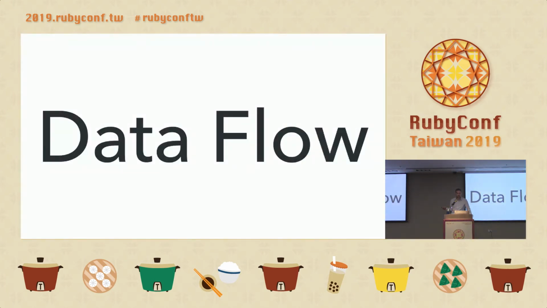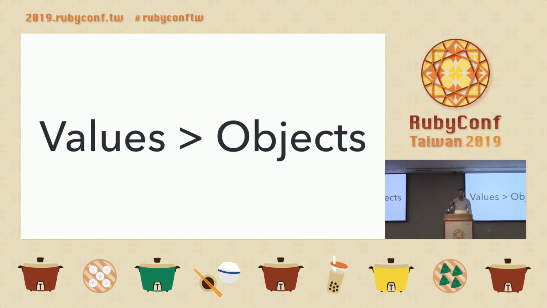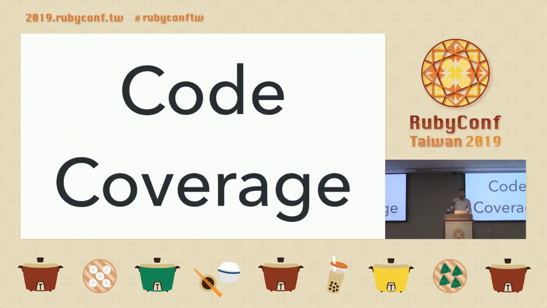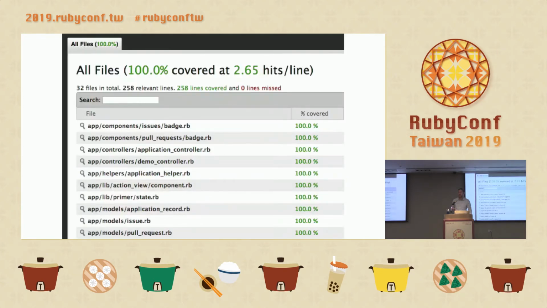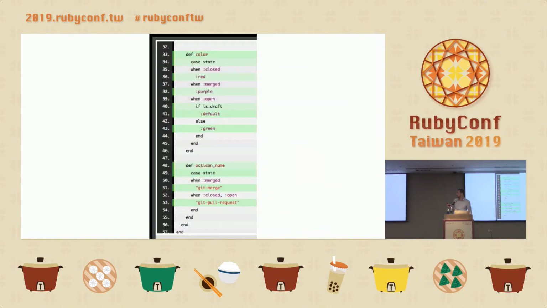So remember how React encouraged simple data flow, minimizing side effects? By passing values into our components instead of objects, we're seeing very similar benefits. And remember how we were unable to get code coverage reports for our views? Our app now has a perfect score in SimpleCov. And if you look at the report more thoroughly, we now have proof that all the branching logic in our pull request component is being exercised by our test suite.